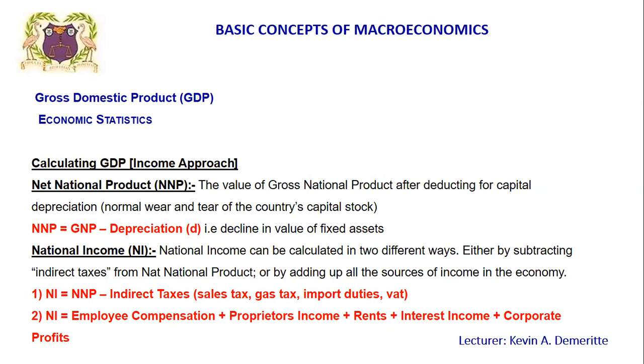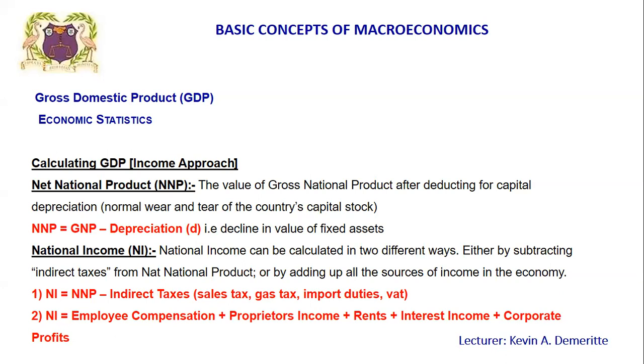Interest income, whether it's interest on savings or interest on bonds or any kind of investments, that will come into this category. So all of this, of course, is money coming in, national income. You also include in that corporate profits. All right. So two ways of calculating national income: net national product minus indirect taxes, or you add up all the streams of income that is being generated in the economy. Now, both methodologies should generate the exact same answer.